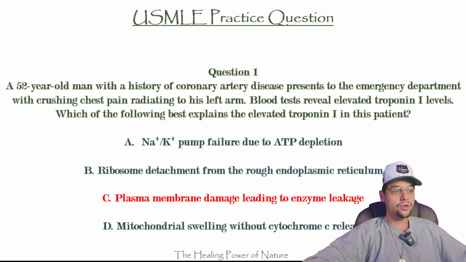That's right, C was correct. So in myocardial infarction, ischemia causes irreversible injury characterized by plasma membrane damage, leading to leakage of cardiac troponins into the bloodstream. Troponin I is a specific biomarker for cardiac injury. Why are others incorrect? A.